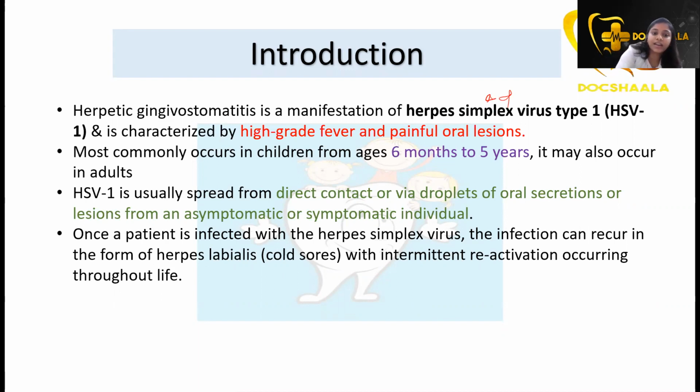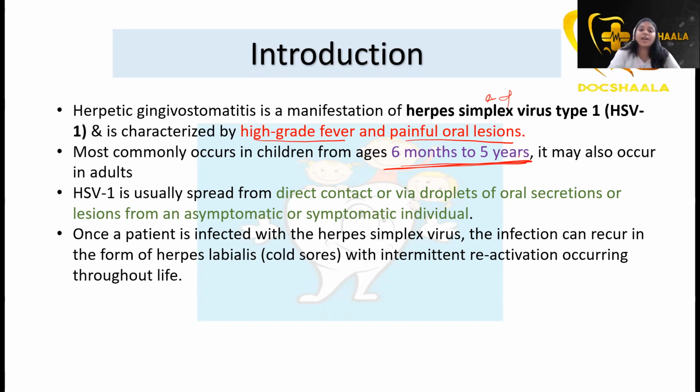It is characterized by high grade fever and painful oral lesions. So its main characteristic is high grade fever along with painful oral lesions. It most commonly occurs in children from 6 months to 5 years. It can also occur in adults.